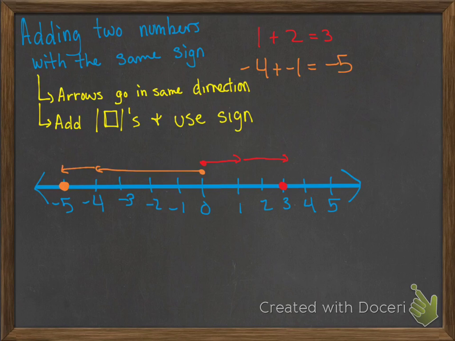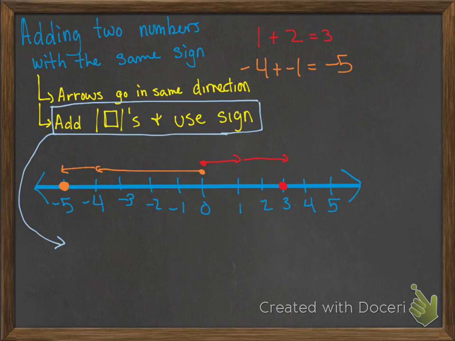Then Digits describes this step as: add the absolute values. I put a box in the absolute values because I didn't want to put a number or a variable in there that might confuse you. So add the absolute values and use the sign, all right? Because they're both going to be the same sign, either both positive or both negative, you just use whatever sign it is.